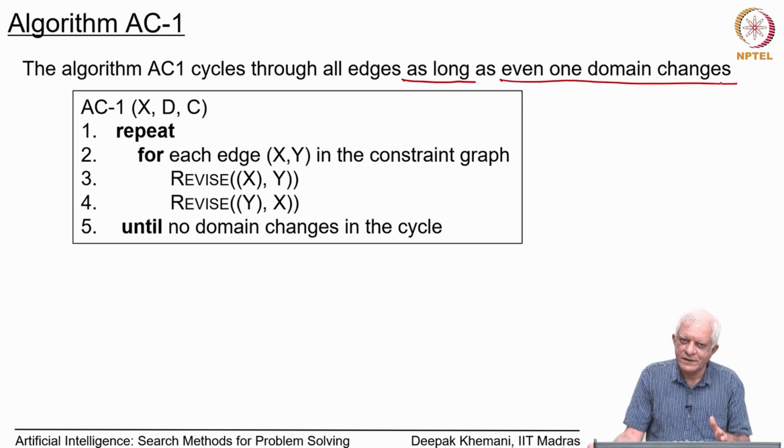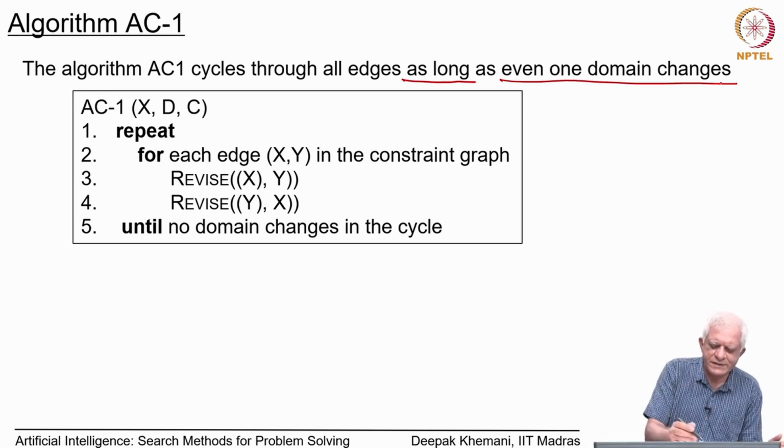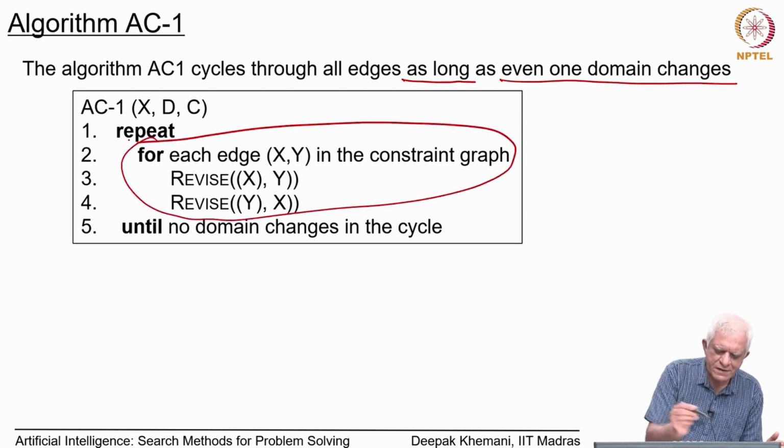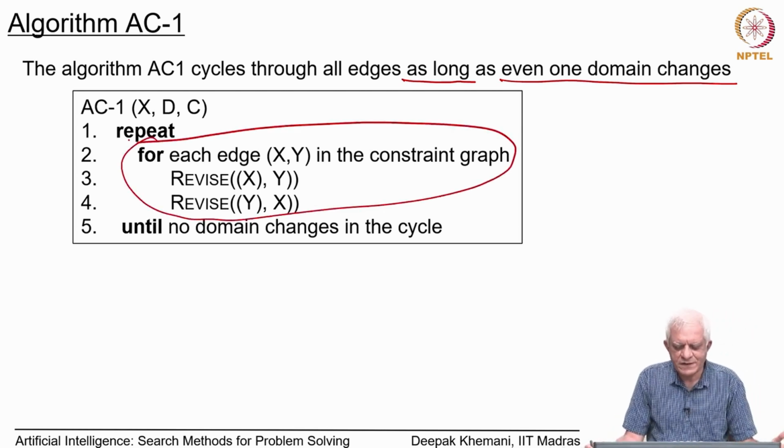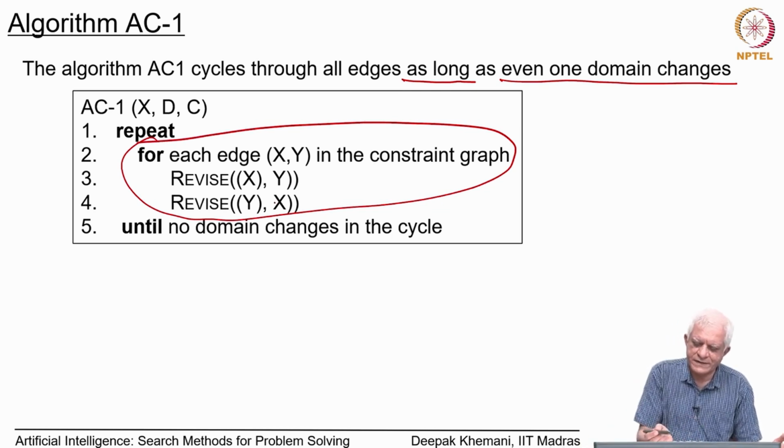It is a correct algorithm. It may not be an efficient algorithm. We will try and make it efficient as we go along. So, what does this algorithm do? It simply says what we said earlier, which was this: for each edge x y in the constraint graph, call revise x y and call revise y x essentially.